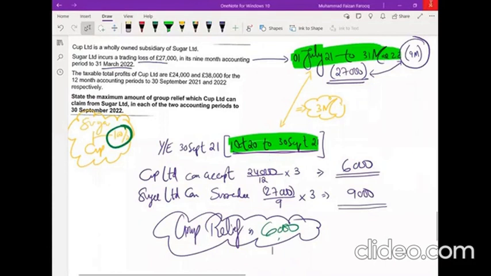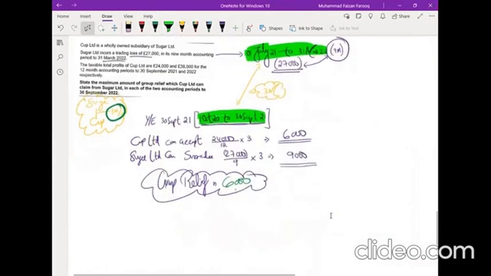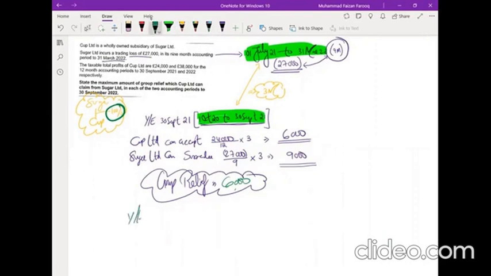Now you tried and you got 18,000, which is correct. But let us do it all together as well. Let me make space. Okay, the second year is the year ended 30th September 22, right? From this to this.